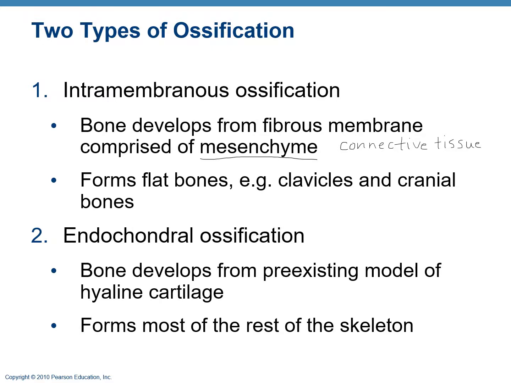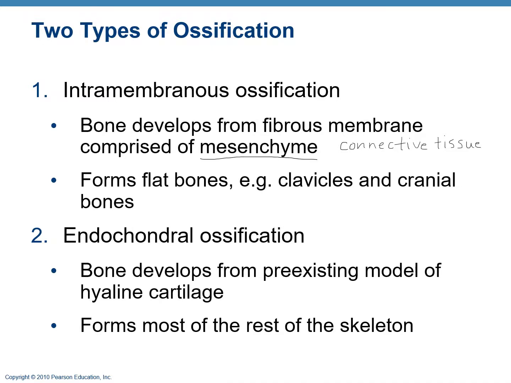And with intramembranous ossification, you have the formation of flat bones. For example, the clavicles, common name for those is collarbone, and then the cranial bones. So the frontal bone, parietal bones, occipital bone, etc.